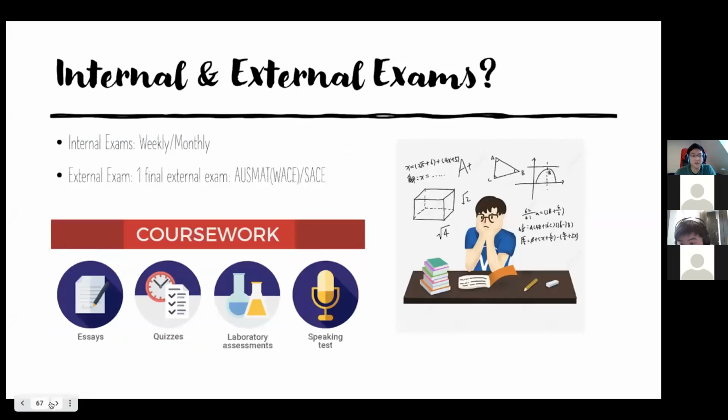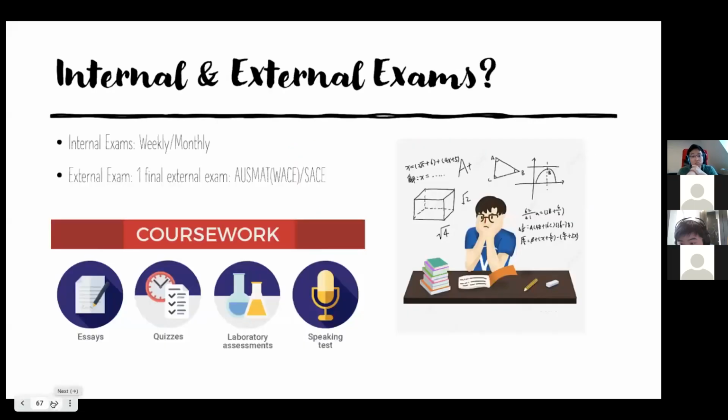So like what we mentioned, in my case, which is AUSMAT, there'll be 50% coursework, which is internal, and 50% external. This internal assessment comprises quizzes, or you could do essays or presentations. It depends on what your lecturers want you to do. And it's all internal and also class tests. And it happens almost weekly or monthly for sure. And there'll only be one big external exam at the end of the year. What about SACE? Same thing.